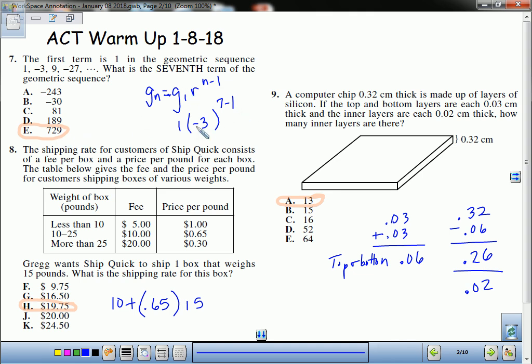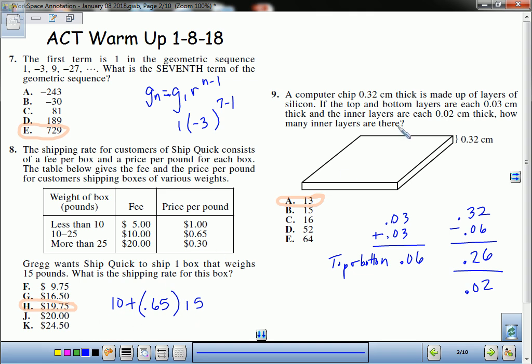Now, even if you didn't know this formula, and I know we're going to talk about this formula again shortly, you could have just kept multiplying by -3 until you got to the 7th term. Now, the second one's a word problem, but it wasn't too difficult. It was a fee of $10 plus 65 cents a pound, and there's the work.